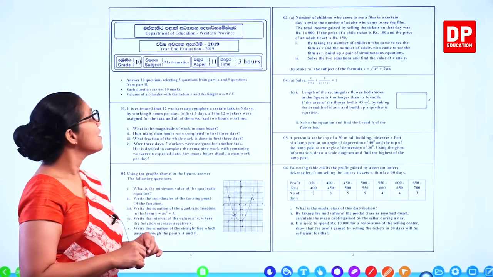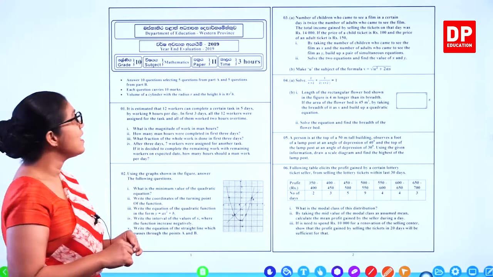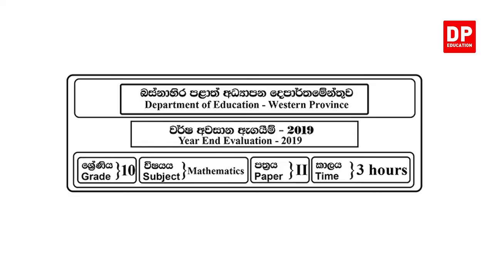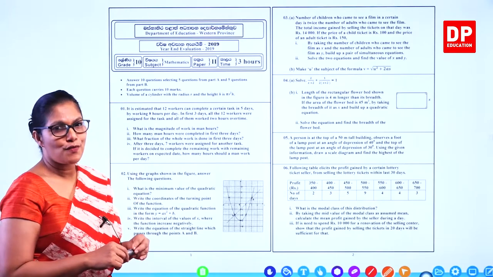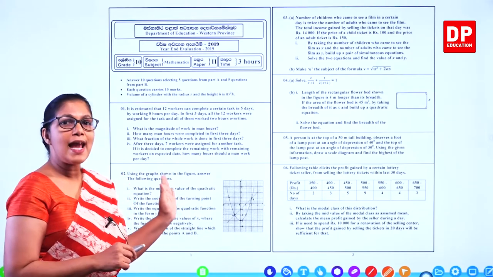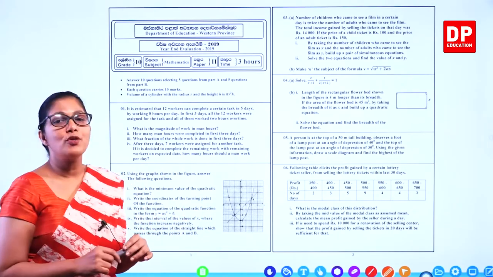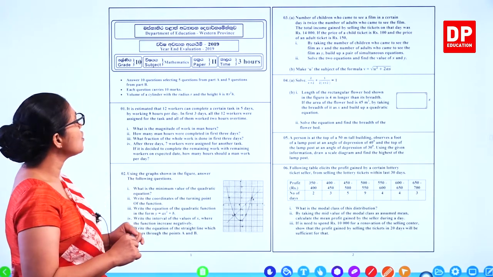Hello, grade 10 students. Today I'm going to do the year-end evaluation 2019 Western Province paper. So this is paper 2. You get 3 hours for that. You already know that there are 2 parts, A and B, and in each part you get 6 questions, but you have to answer only 5 questions.